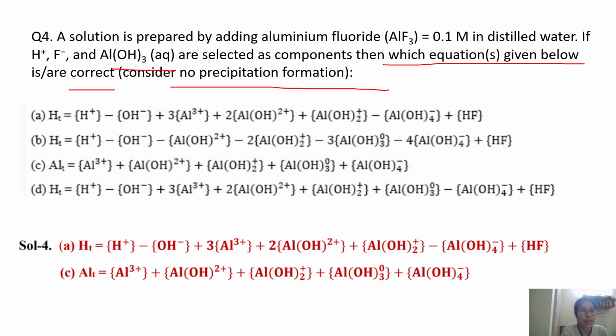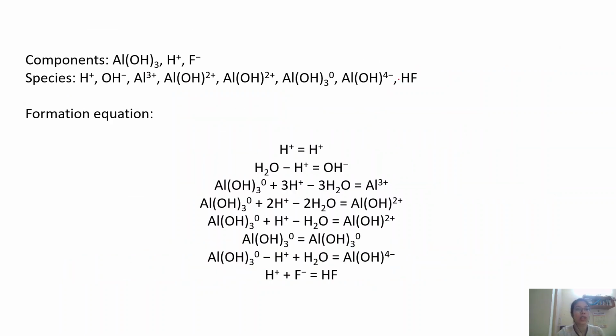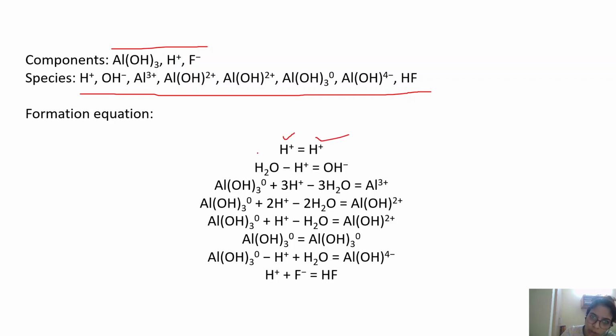So options A and C are correct. We can calculate total H plus and total aluminum. So these are the correct options. The components were these, and these were the species which can be formed from the components. Now there are different species. First is H plus, only H plus is required. For making OH minus, H2O minus H plus is enough.